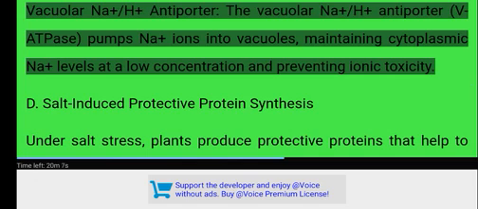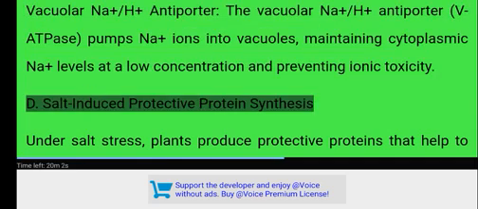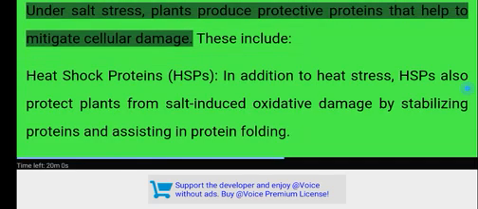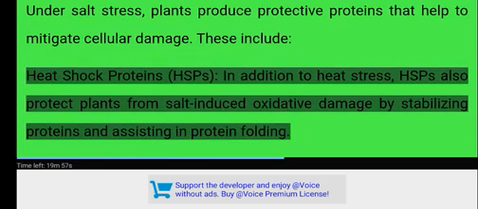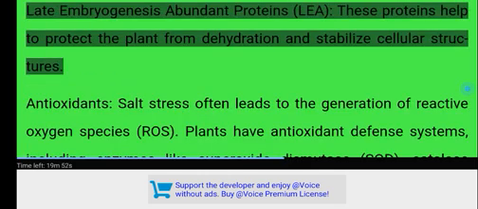Vacuolar Na+/H+ antiporter. The vacuolar Na+/H+ antiporter, NHX, pumps Na+ ions into vacuoles, maintaining cytoplasmic Na+ levels at a low concentration and preventing ionic toxicity. D. Salt-induced protective protein synthesis. Under salt stress, plants produce protective proteins that help to mitigate cellular damage. These include heat shock proteins, HSPs. In addition to heat stress, HSPs also protect plants from salt-induced oxidative damage by stabilizing proteins and assisting in protein folding. Late embryogenesis abundant proteins. These proteins help to protect the plant from dehydration and stabilize cellular structures.